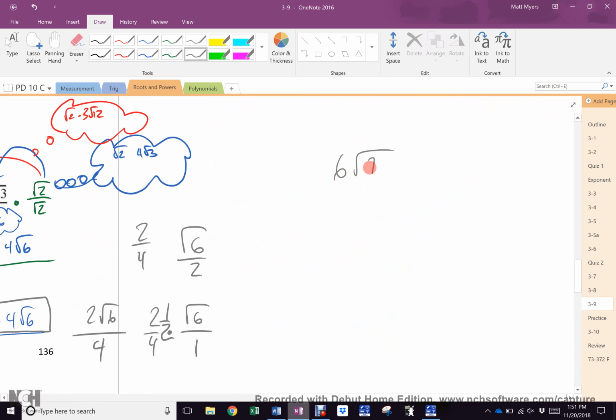6 root 7 over root 24. Just think about it. What would you do first? McKenna. You would simplify the 24 to get 6 root 7 over root, that is 4 times 6. So what would it be? 2 root 6. Now what? Now you get rid of the root 6. You would do times root 6 over root 6?